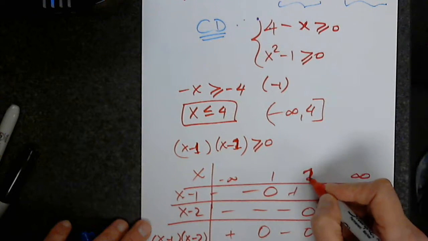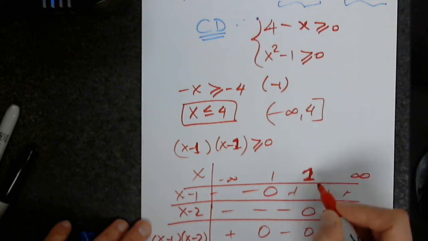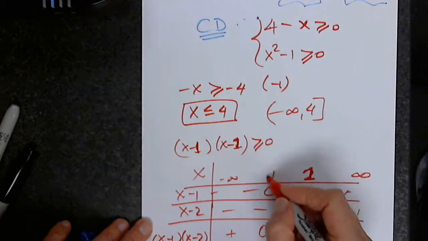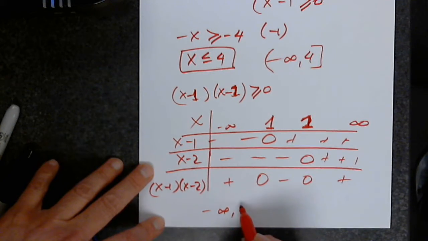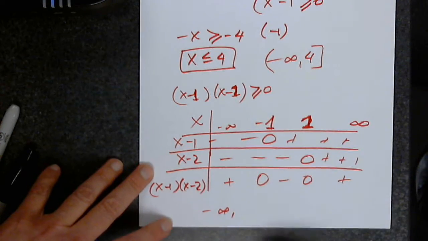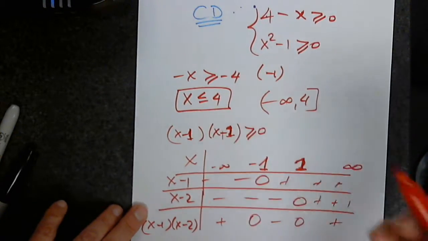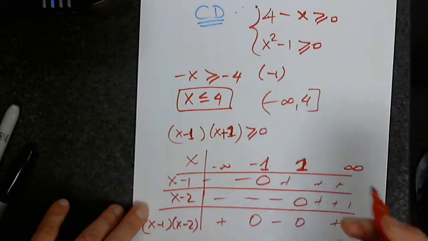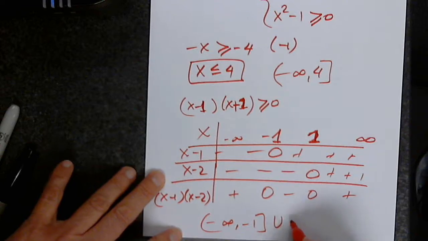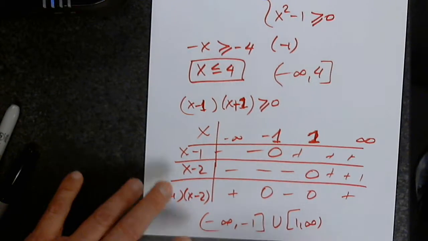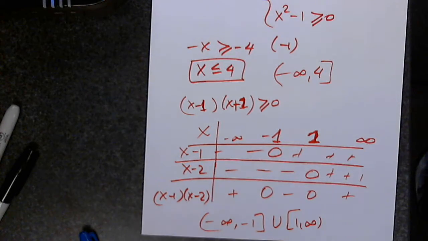Thank you. How did I get 2? Thank you very much. So the domain will be between negative infinity, but then it's actually between negative infinity and negative 1, union 1 to infinity. So this is for the second function.